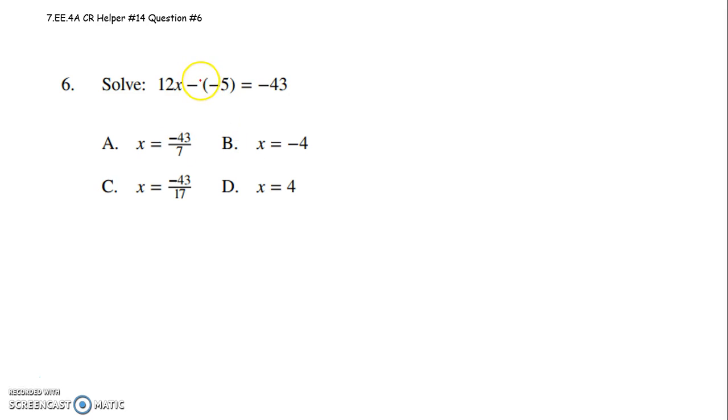Before I even start, I'm going to take this double sign, two signs touching, and rewrite it as a single sign. Minus a negative is plus. So I'm just going to write this as 12x plus 5 equals negative 43. Now I'm going to solve this two-step equation.